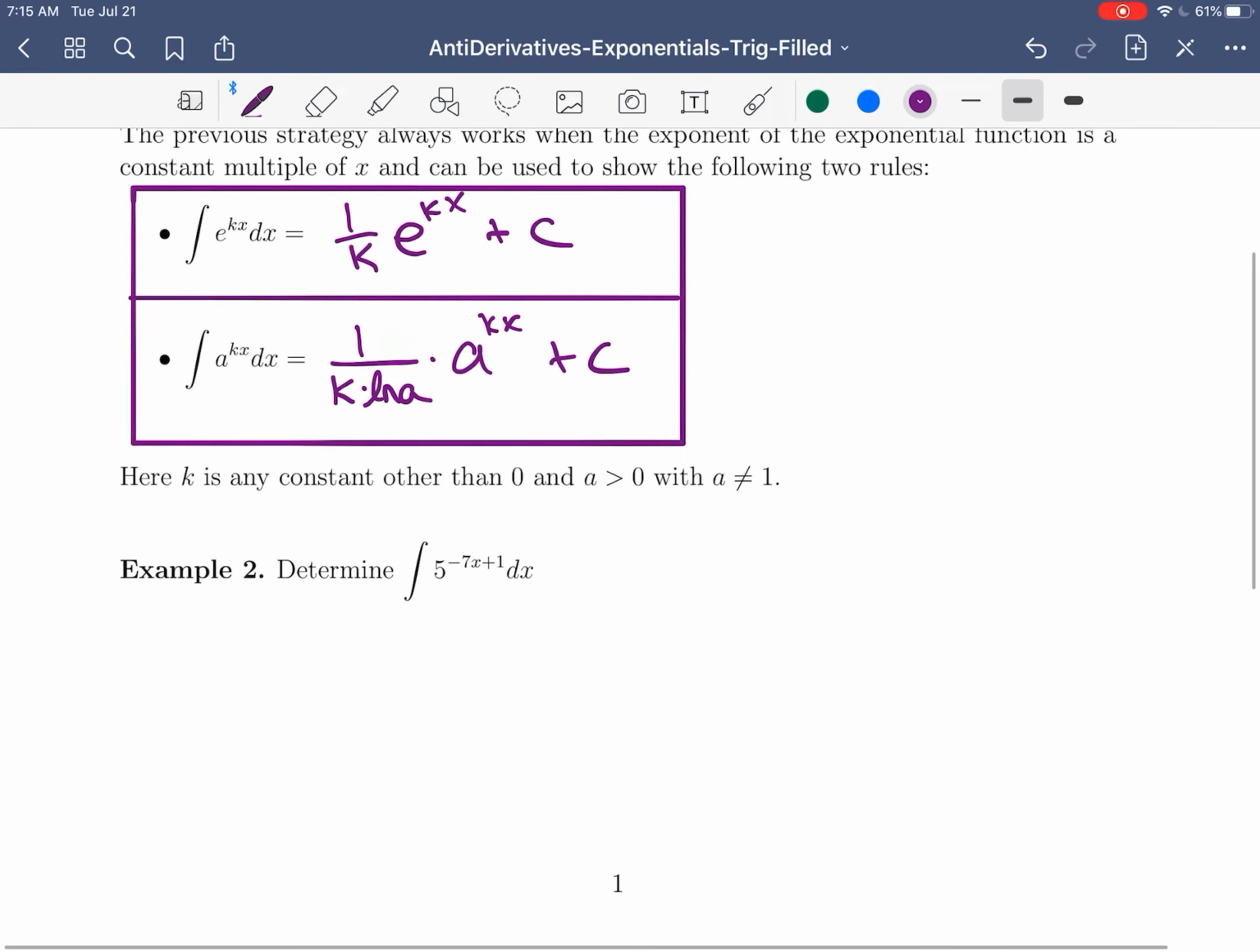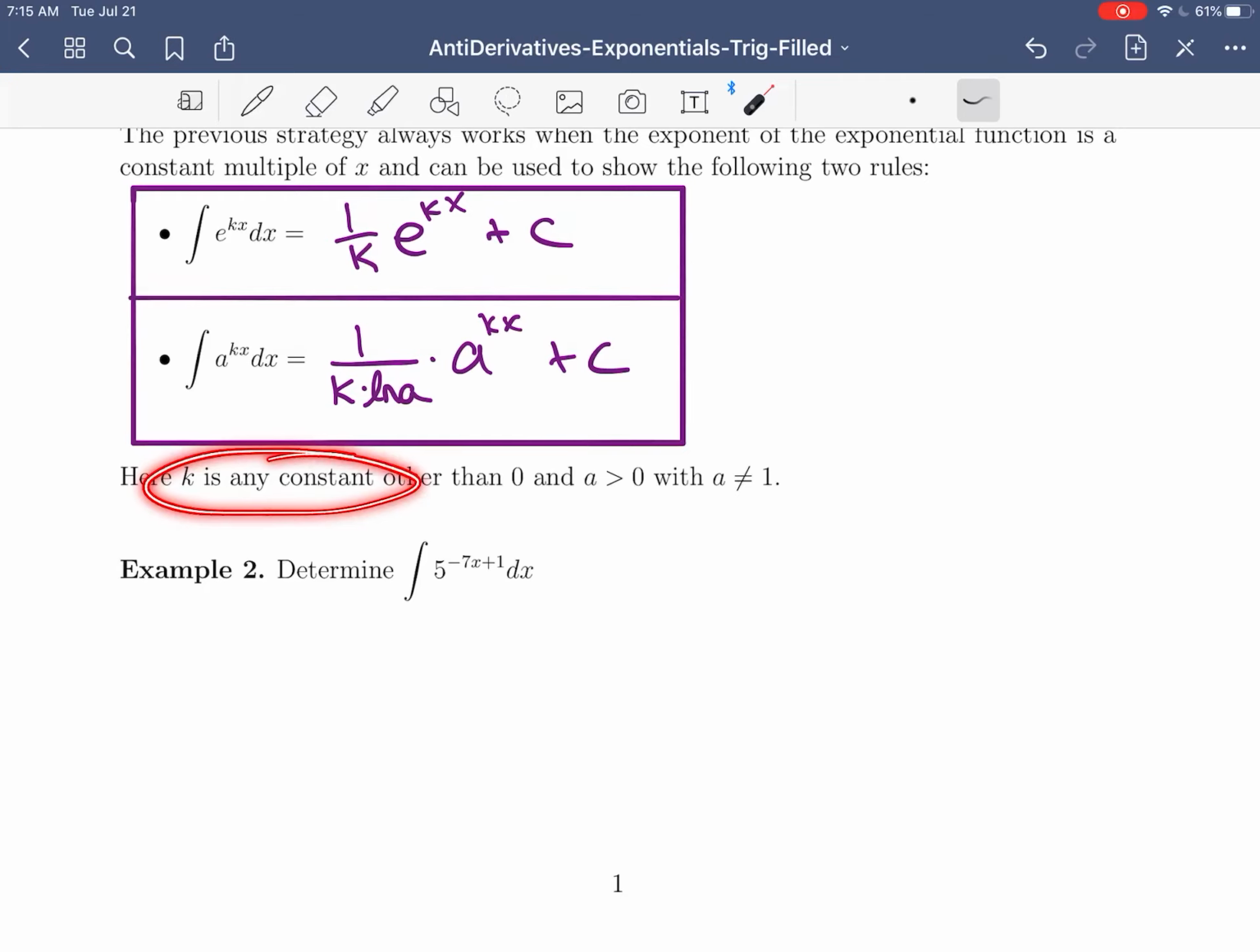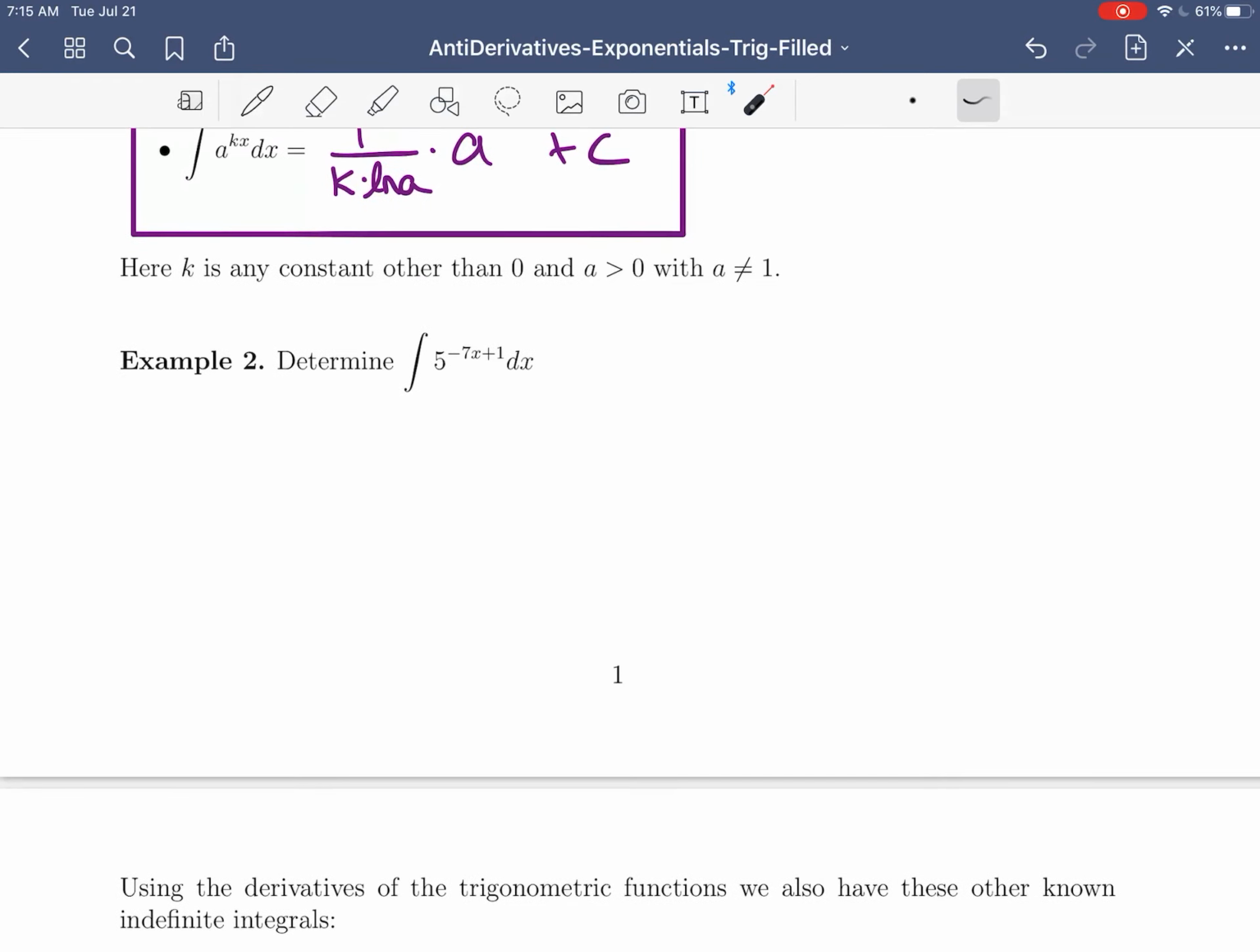So k has to be a constant, and other than 0, obviously, and a is an allowable base. So it's bigger than 0 and not equal to 1. Now we can also do this as long as we have a linear thing up here, which we do.